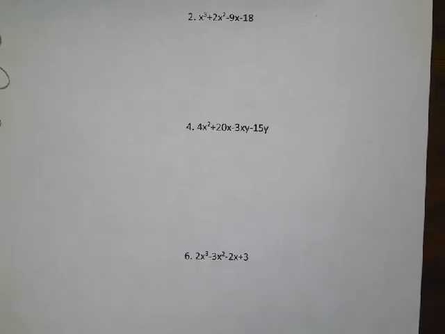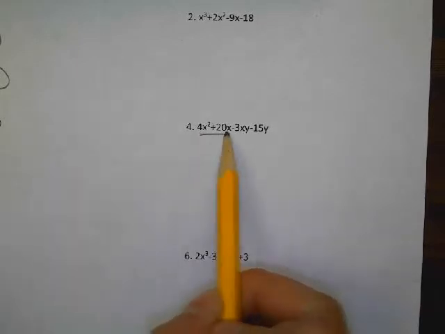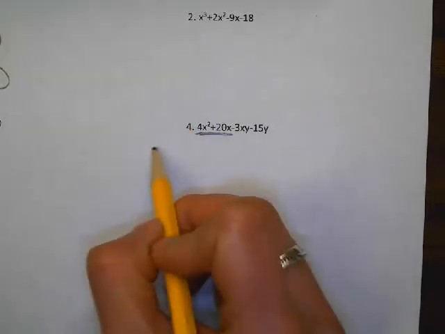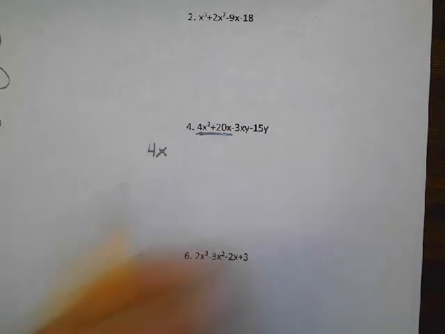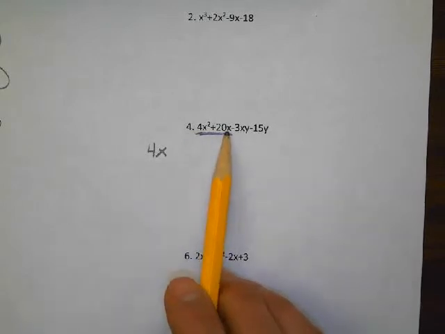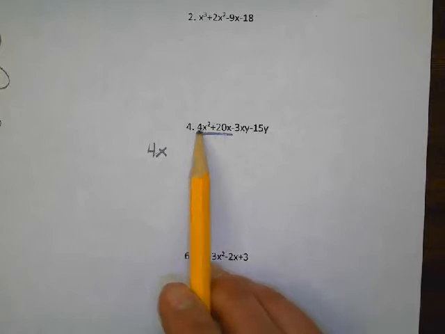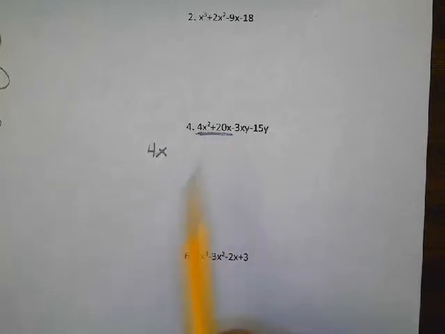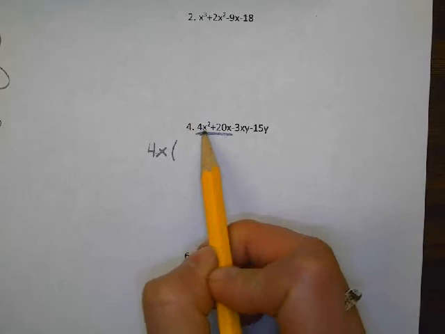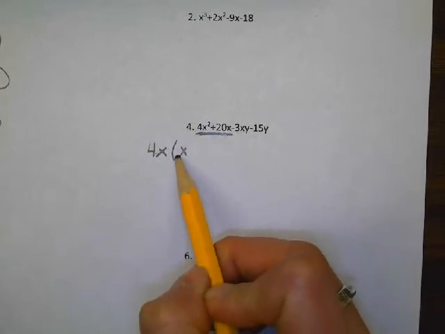Number 4, we have 4x squared plus 20x minus 3xy minus 15y. So again, I'll group these first two. If you look at that, you can see you can take out a 4x. The reason, again, I can't take out an x squared is because on these first parts, this one only has an x. And I take out the 4 because I know 4 goes into that number and 4 goes into that number. If I take out a 4x from this first term, I'm left with an x.